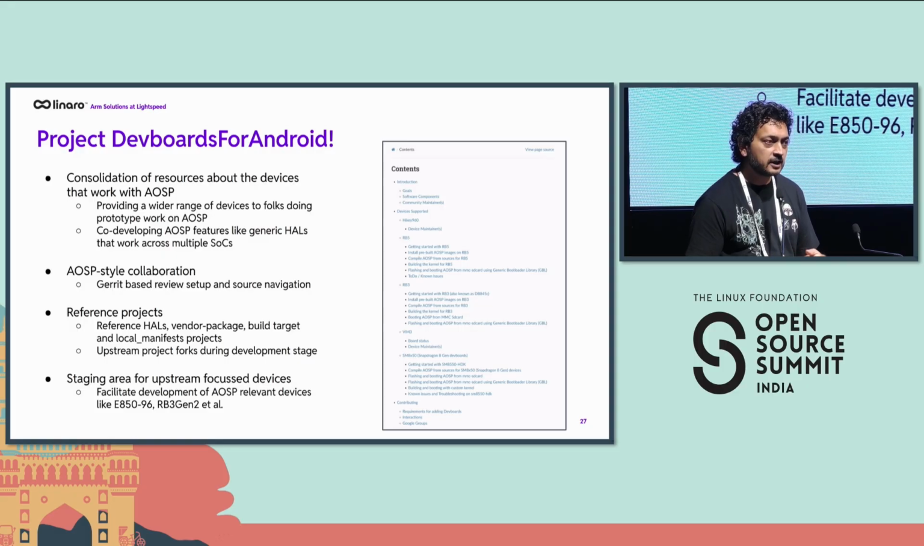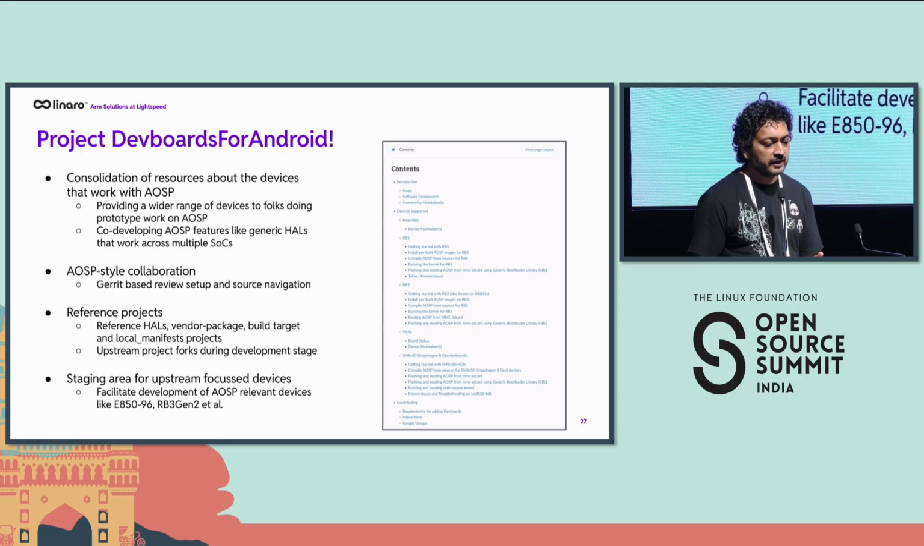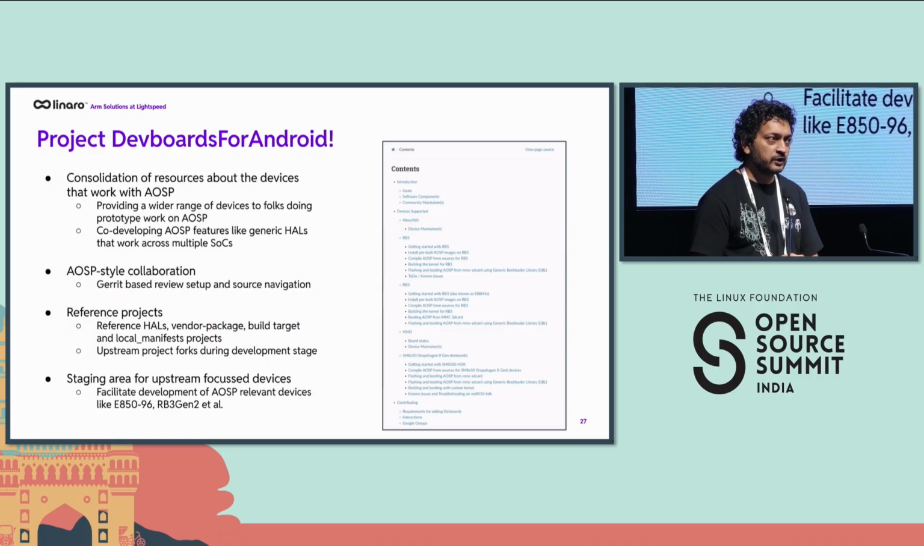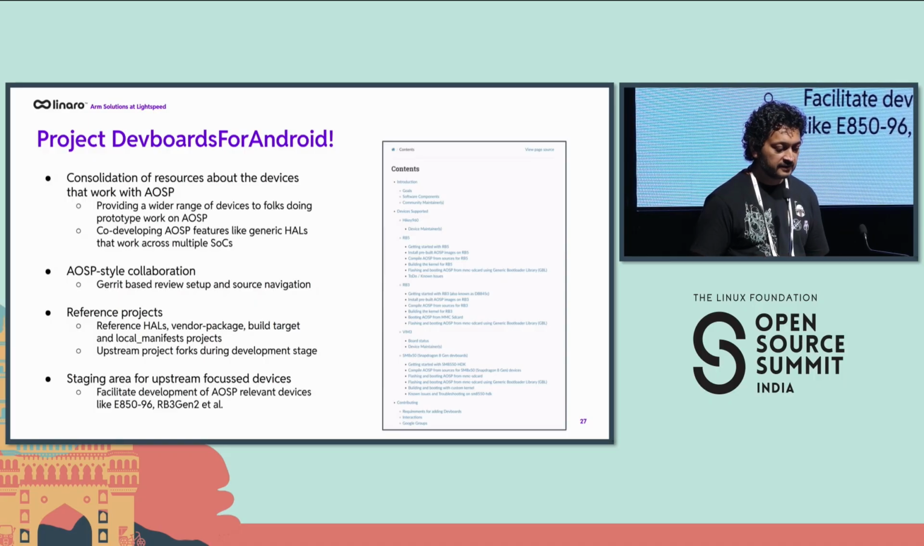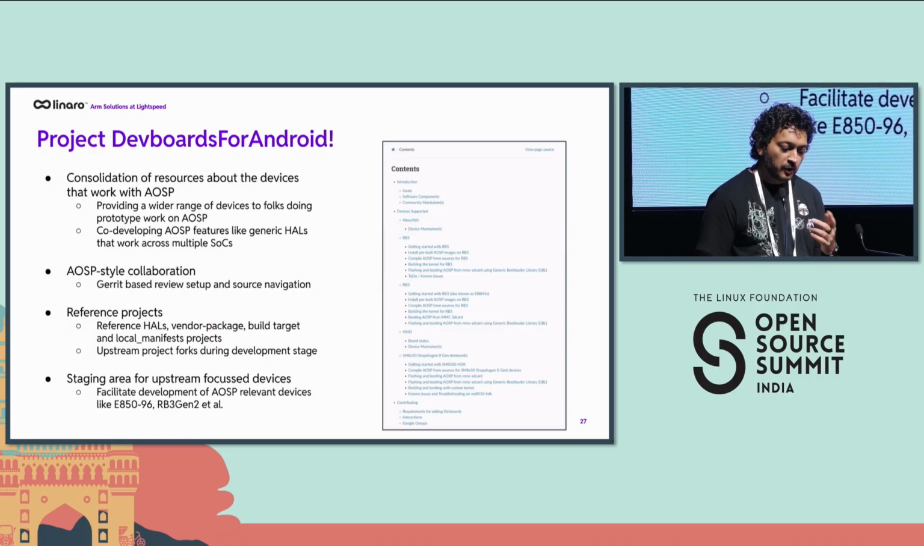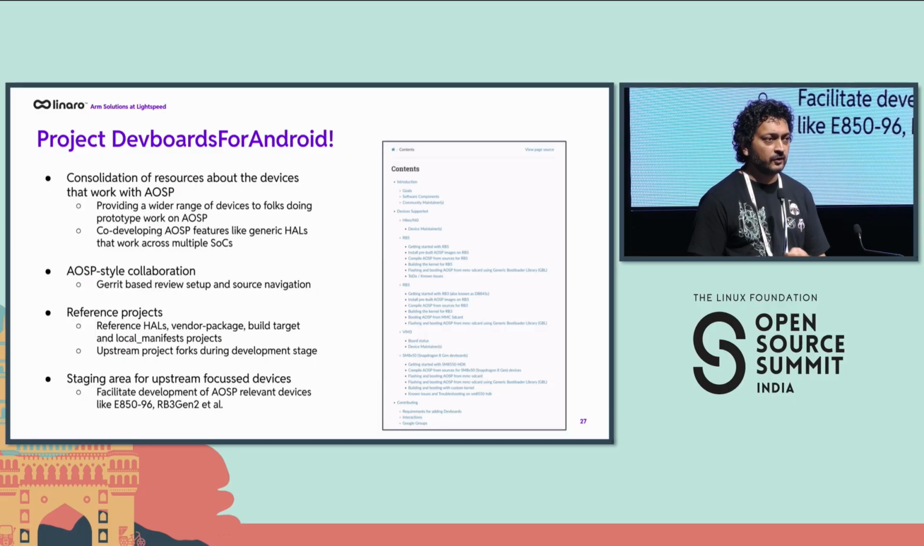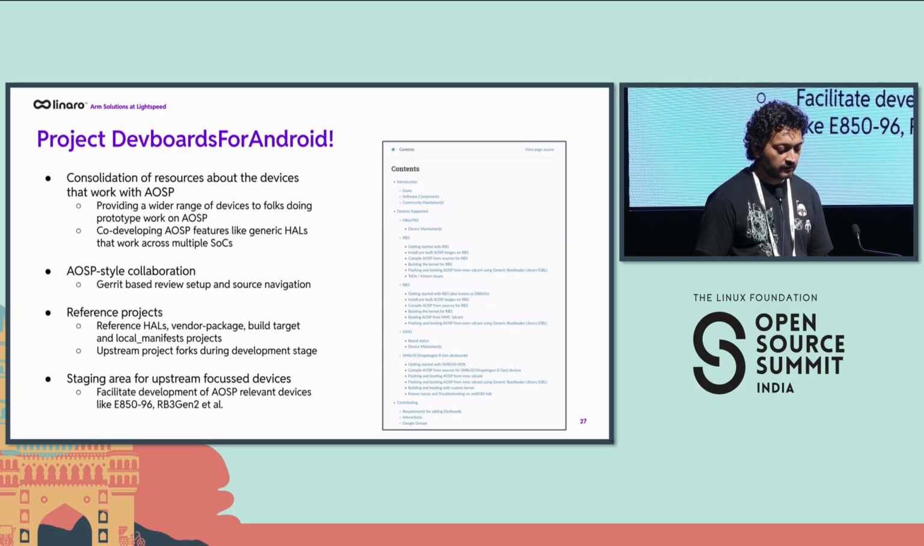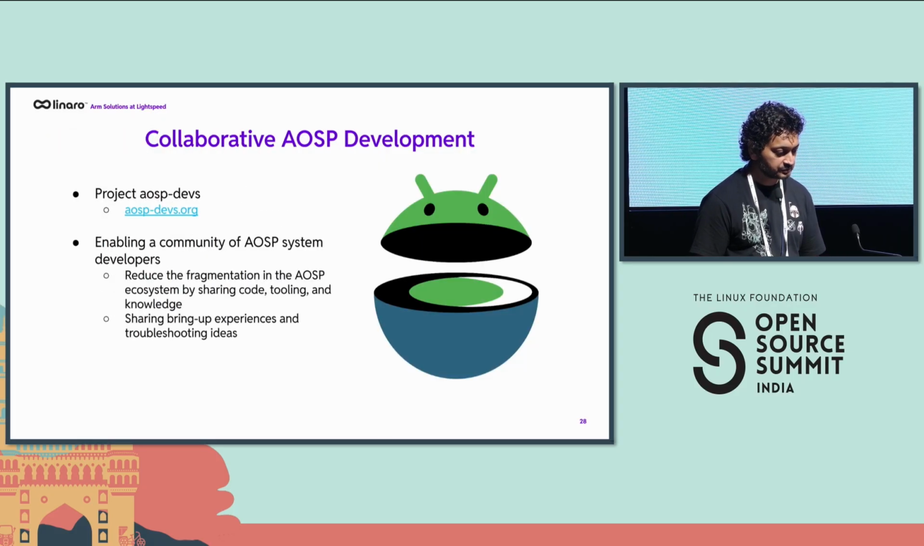For example, we recently pushed GBL support for our devices using DevBoards, and we used DevBoards for Android Gerrit for all the code reviews. This workspace serves as a staging area to host upstream aosp-focused devices as well. This project will hopefully provide a wider range of devices for developers to choose from or do prototype work for their proof of concept.